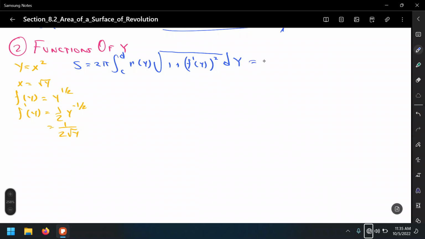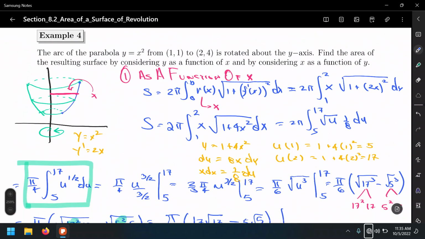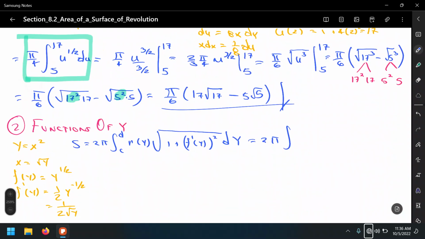Alright, so that's 2 pi, the integral. What about the limits of integration? Okay, let me go back to the top of the page. So in this case, we were given ordered pairs. If we were just given values of x, like 1 and 2 in this case, our job would have been to plug those values in the original function to obtain the corresponding y value. So in this case, for the integral in terms of y, these are going to be our limits. It's going to go from 1 to 4.